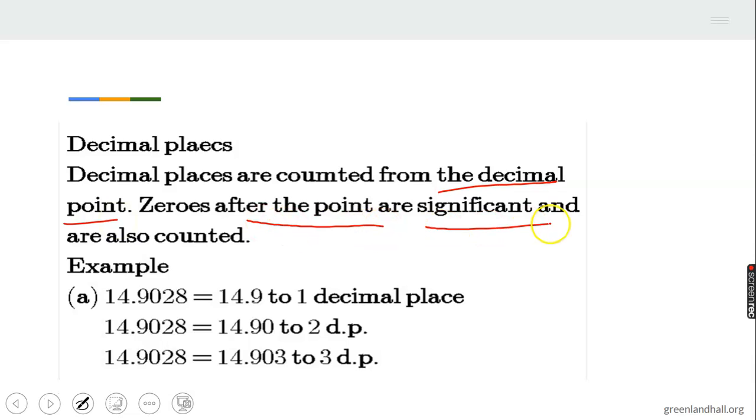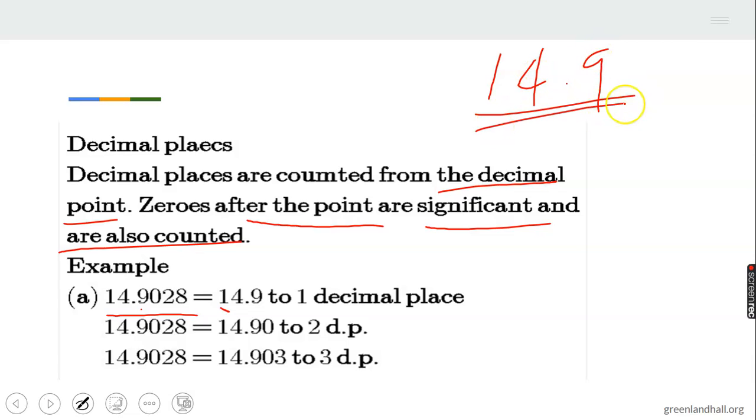Zeros after the point are also counted. Now, 14.909. Now, 14.9028, we can round it off to one decimal place. That means the first number after the point is what we are looking at. That is 14.9. Now, to two decimal places, the first two numbers after the point, but before you conclude, look at the next number, whether it is to be rounded up or rounded down. In this case, this one is to be rounded down.